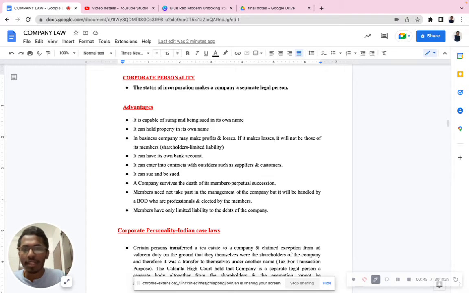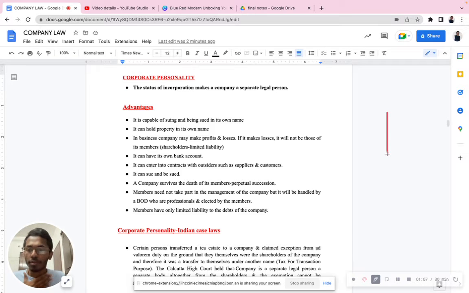Now, let's get started. What do you mean by the term corporate personality? That means that the status of incorporation makes a company a separate legal person. Okay, there is something called a separate legal person. A company can be considered a separate legal person. I am different, my company is different. That's the reason we call it a separate legal person.